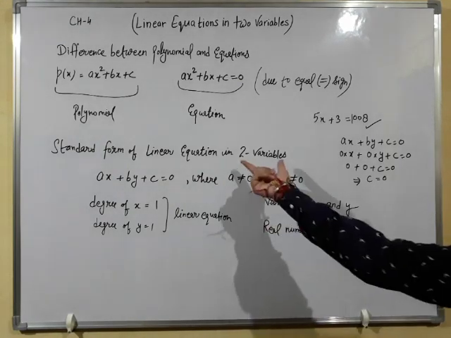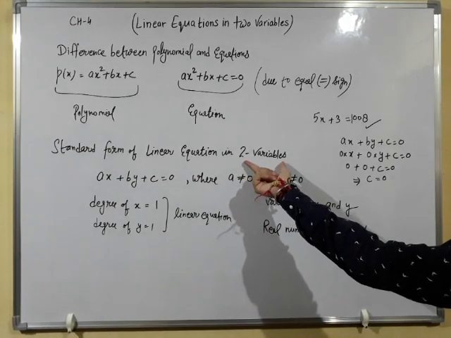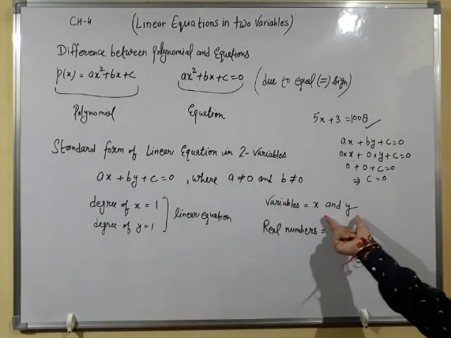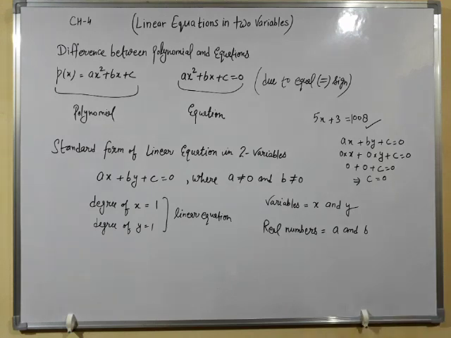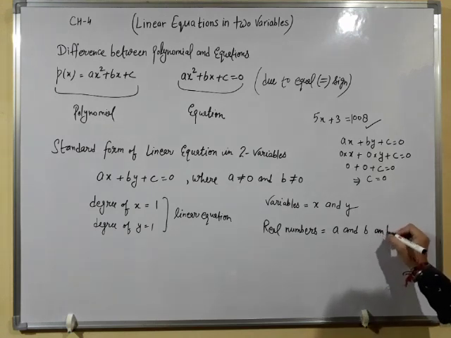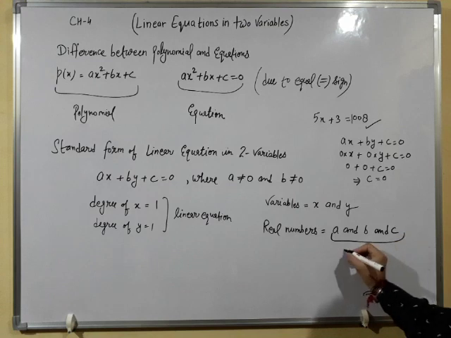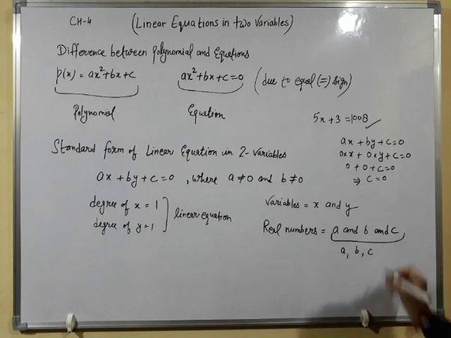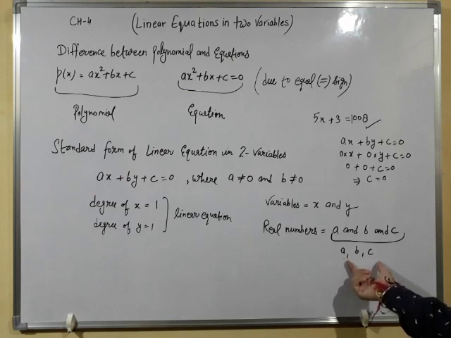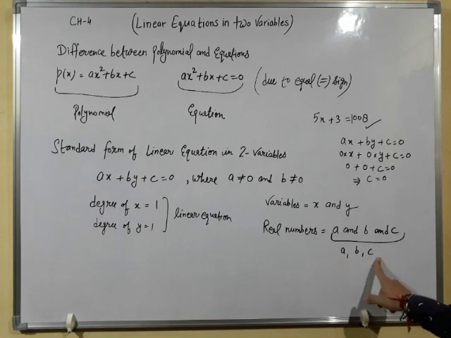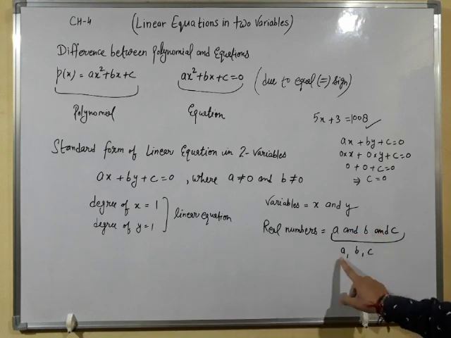Now, what do we understand by two variables? Here we have two variables x and y, and we have real numbers a and b and c. These are the three real numbers a, b and c. And what do you understand by real numbers? All numbers are real numbers. a, b and c can be natural numbers. a, b and c can be whole numbers except a and b.